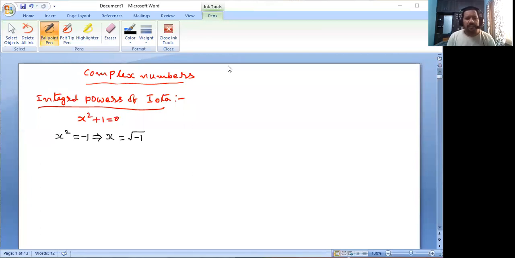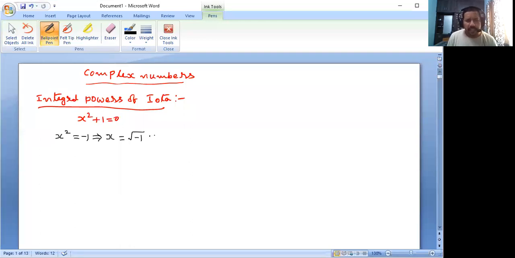That's why they introduced a new number, that is complex number. In place of root minus 1, they introduced iota, that is i. i means this is iota.